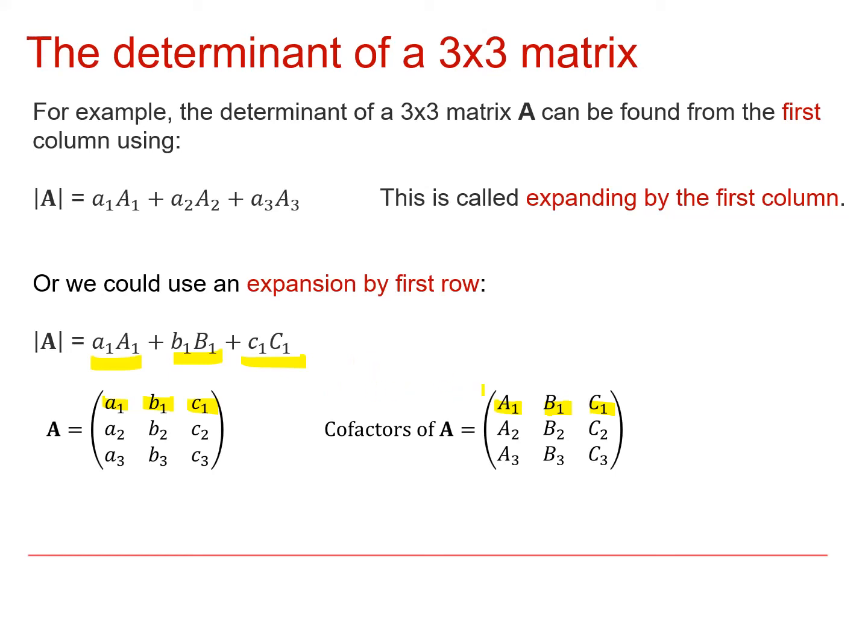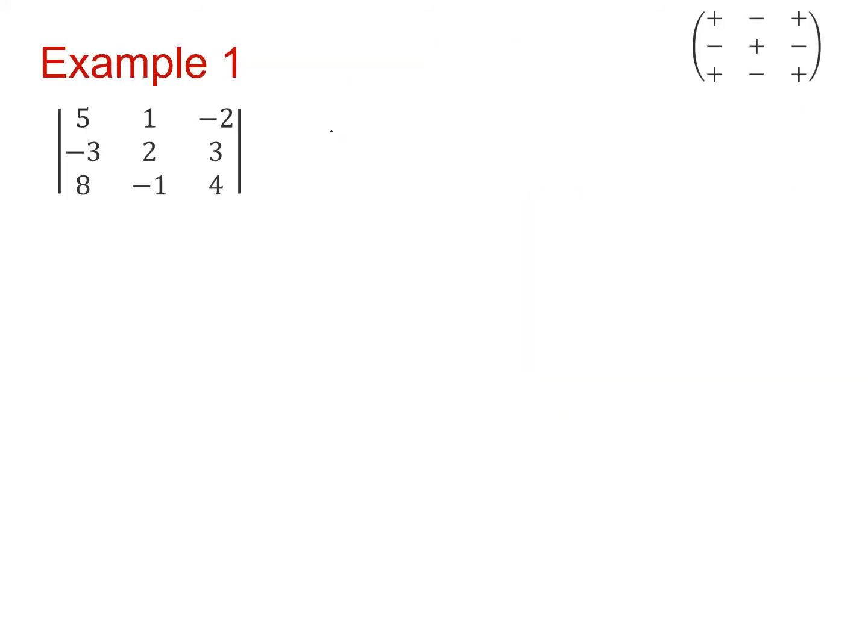And in practice, we choose a row or column for these things that has the most number of zeros in it, because that makes the calculation a little bit easier. Let's have a look at this example then. And for this example, I'm just going to use the first row. And actually, with simple numbers, it's very often the first row that we use by convention.